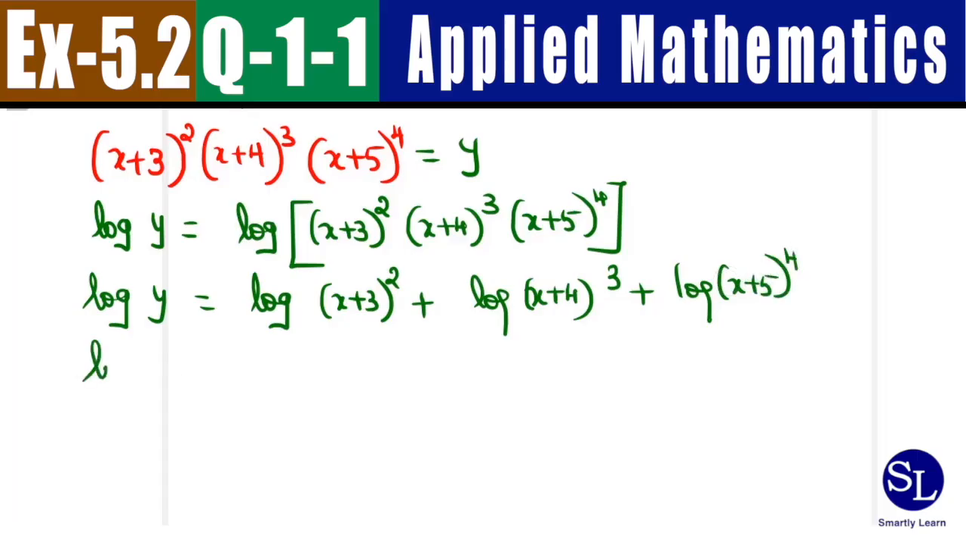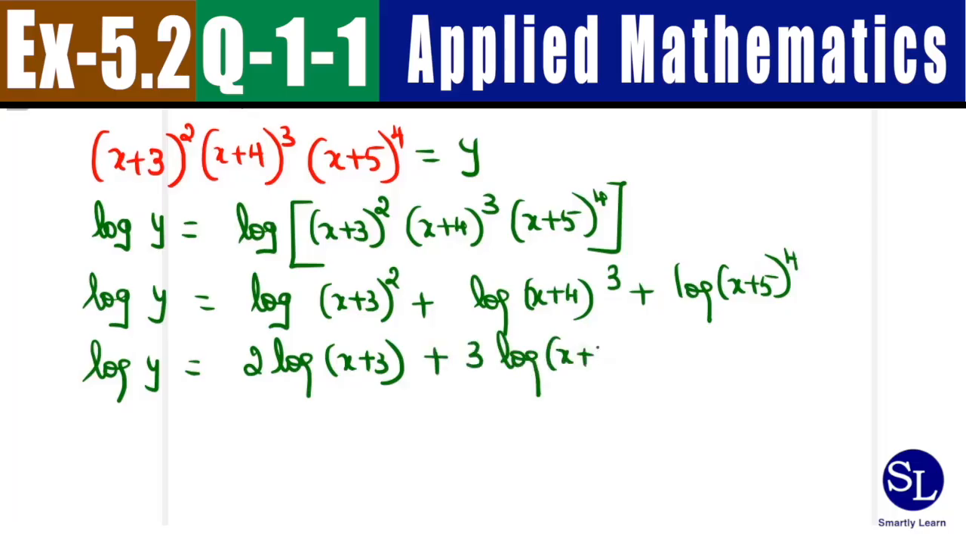Now again we know the log property that log of a power b is b log a. So I'm writing this as 2 log (x plus 3) plus 3 log (x plus 4) plus 4 log (x plus 5). Now that we have simplified everything, here is where we are going to start the differentiation. So let's differentiate both the left and the right side with respect to x.